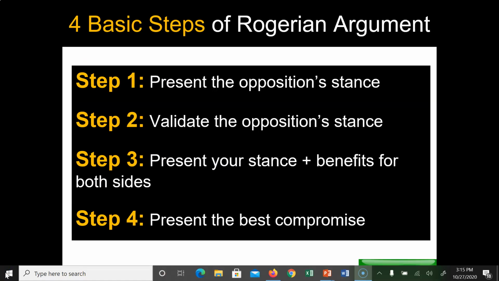Okay, so when we're looking at the basic structure of the Rogerian strategy, we have four steps. Step 1, you present the opposition stance, which is kind of interesting; we're not used to that. And not only do you present the opposition stance, but you validate some of their points. Then you transition and present your stance, your thesis, and the benefits for both sides. And finally, at the end, you build that compromise, looking for some common ground. Okay? So let's take a look at some examples.